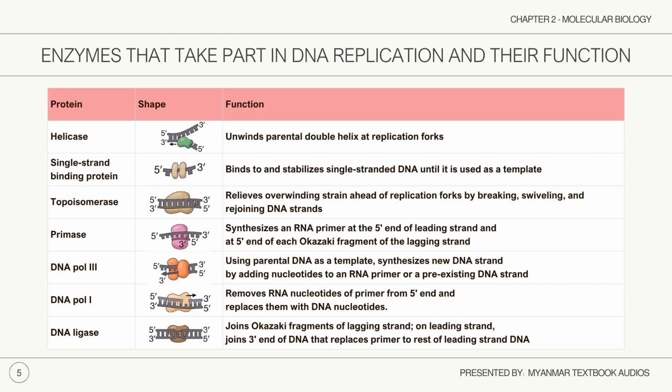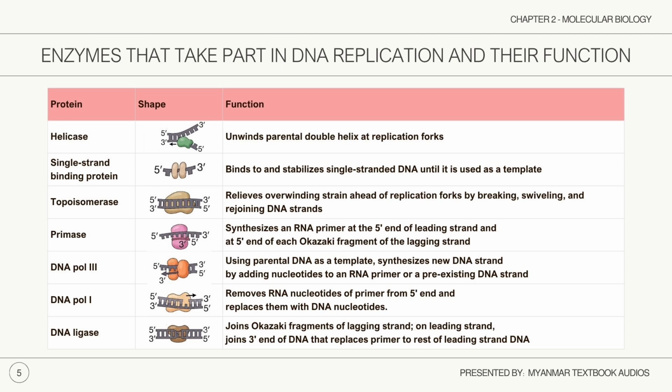Enzymes that take part in DNA replication and their function. Helicase unwinds the parental double helix at replication forks. Single-strand binding protein binds to and stabilizes single-stranded DNA until it is used as a template. Topoisomerase relieves overwinding strain ahead of replication forks by breaking, swiveling, and rejoining DNA strands.